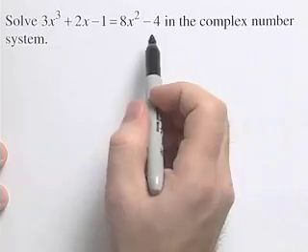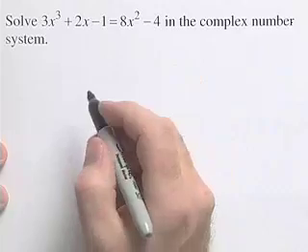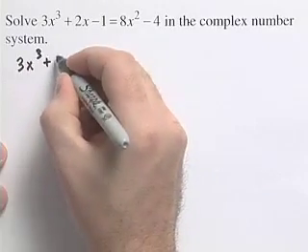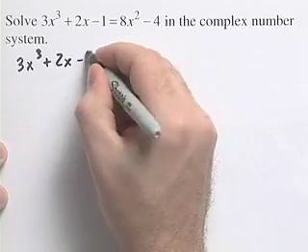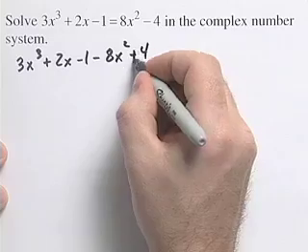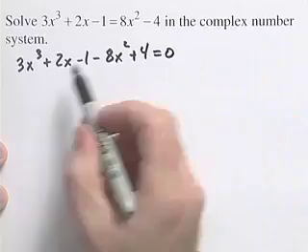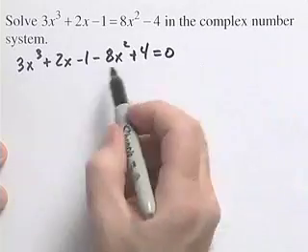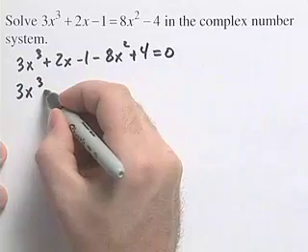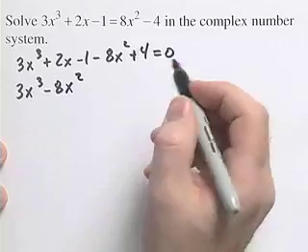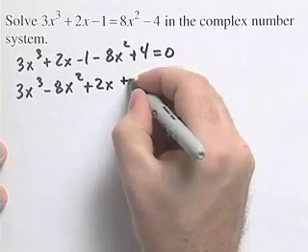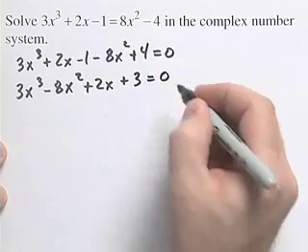First thing we'd like to do is move everything to one side and get the right side equal to 0. So we'll have 3x cubed plus 2x minus 1 minus 8x squared plus 4 equals 0. We're going to rewrite this so that the exponents are in decreasing order. We'll have 3x cubed minus 8x squared plus 2x. Then we have a minus 1 plus 4, which gives us plus 3. And that's equal to 0.